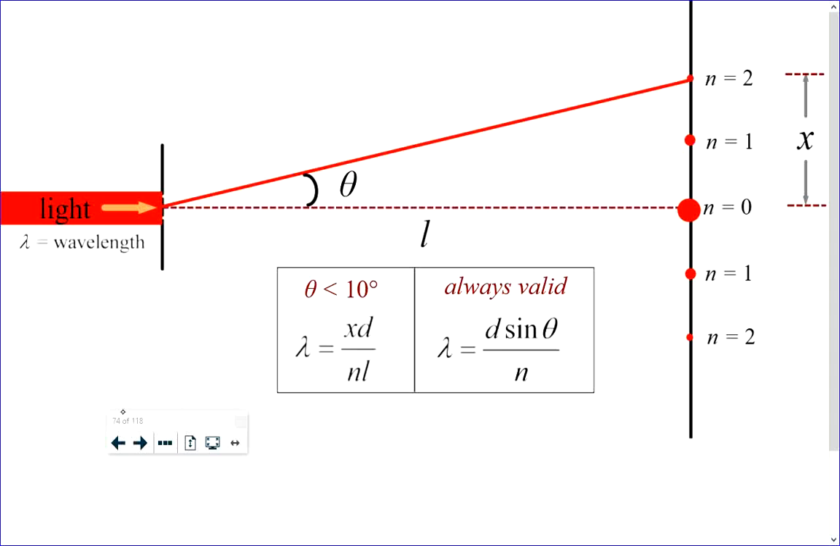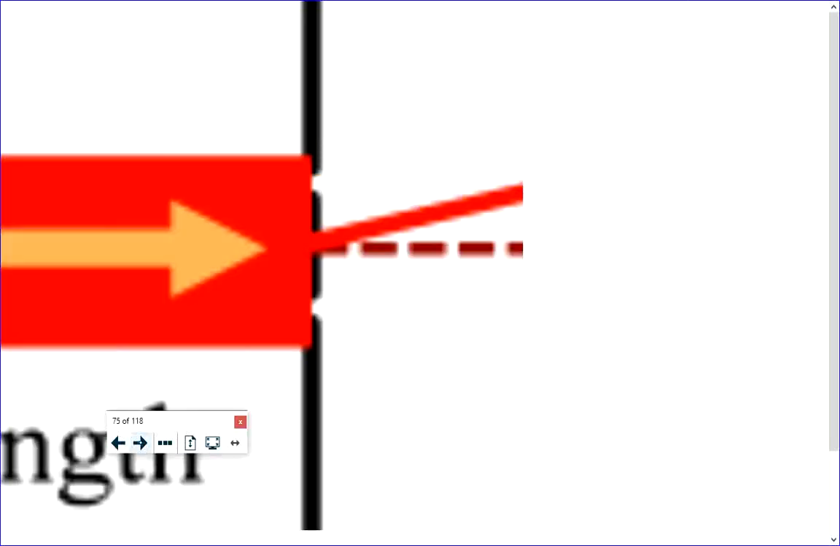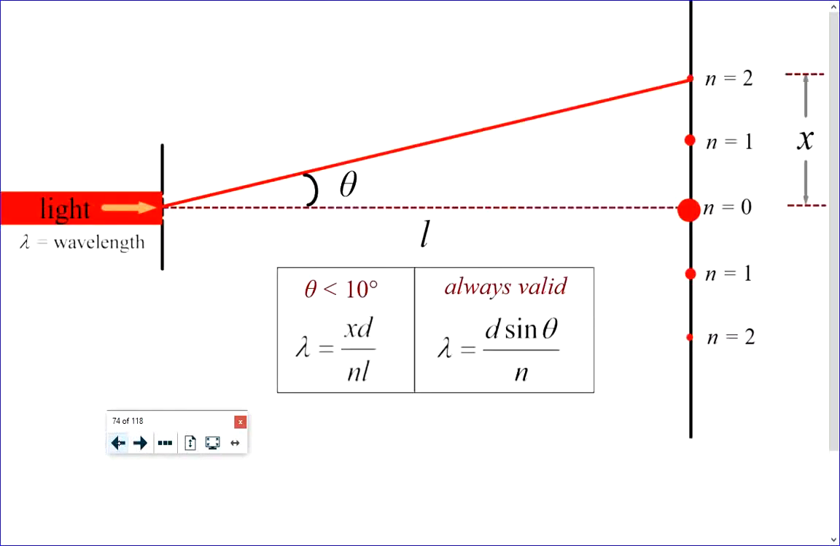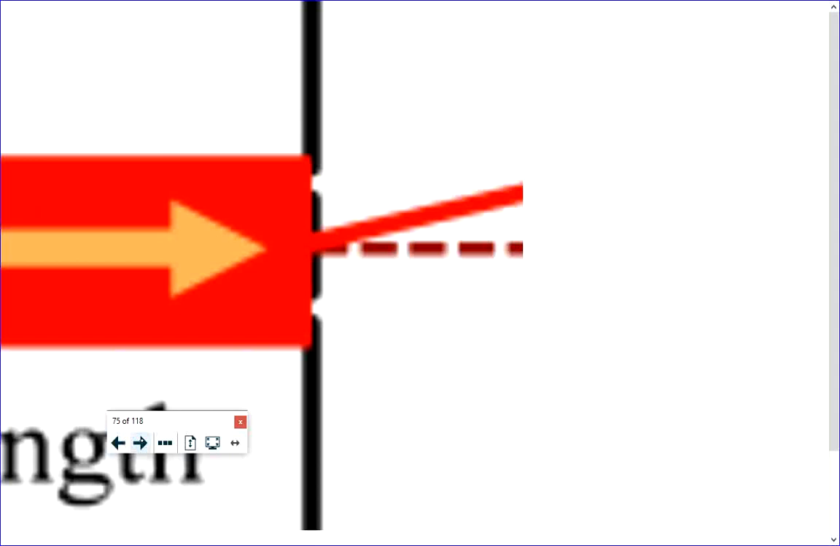What D is, I'll show you what D is. I don't know if you can tell on my diagram. You see there's two little notches here? D is the distance between those two. So D is not the size of the opening. We kind of talked about this a little earlier. What D is, is how far apart the openings are.